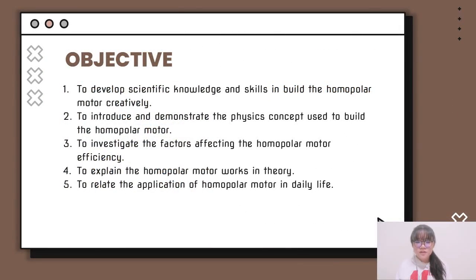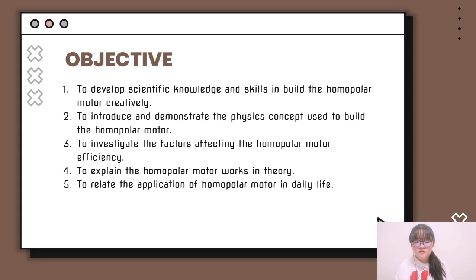Firstly, the objective is to develop scientific knowledge and skill in building the homopolar motor creatively. Secondly, the objective is to introduce and demonstrate the physics concepts used to build the homopolar motor. Thirdly, the objective is to investigate the factors affecting the homopolar motor efficiency.